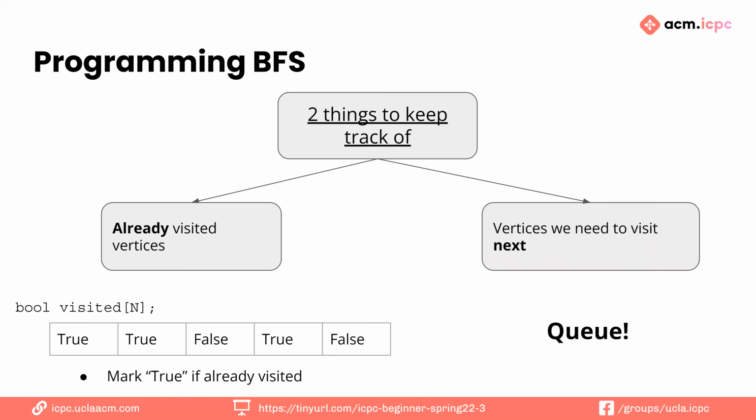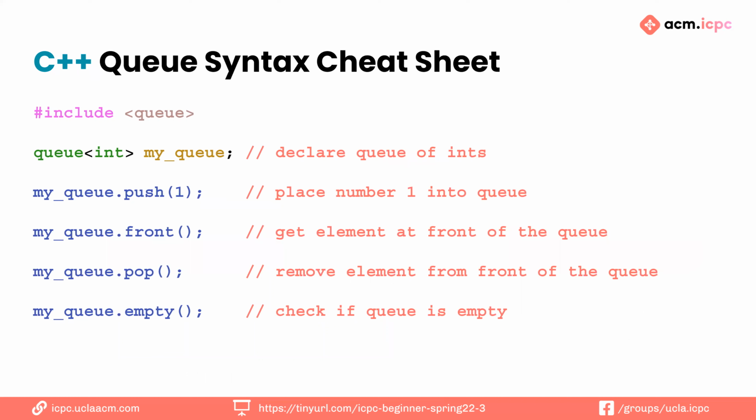And then as we talked about before, we need to keep track of which vertices we already visited so we don't visit them again. And then we need to figure out which vertices we need to visit next. In BFS order, the best data structure to figure out which vertex we need to visit next is a queue. And here's a reminder of how queues work. You can refer back to it any moment.